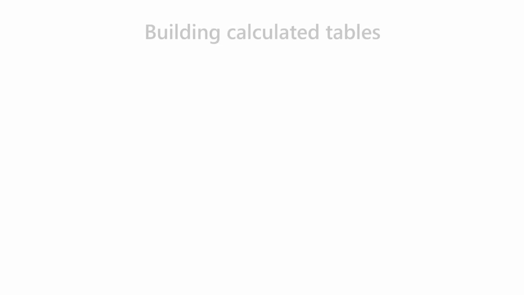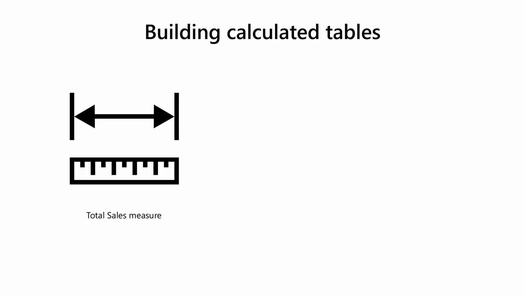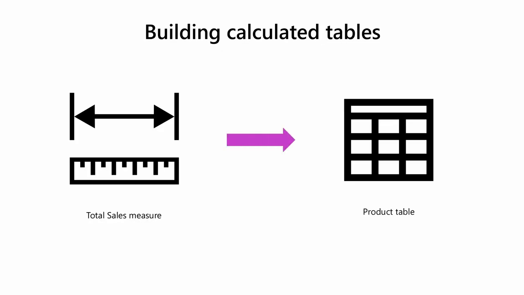Measures can also be used to create calculated tables in Power BI. A calculated table is a table that you add to a model derived from existing tables by using a DAX formula. AdventureWorks has created a measure called total sales. This measure is the sum of all sales across all products. Now the company needs a new product table that lists each product alongside its respective total sales. This can be done using a DAX formula.